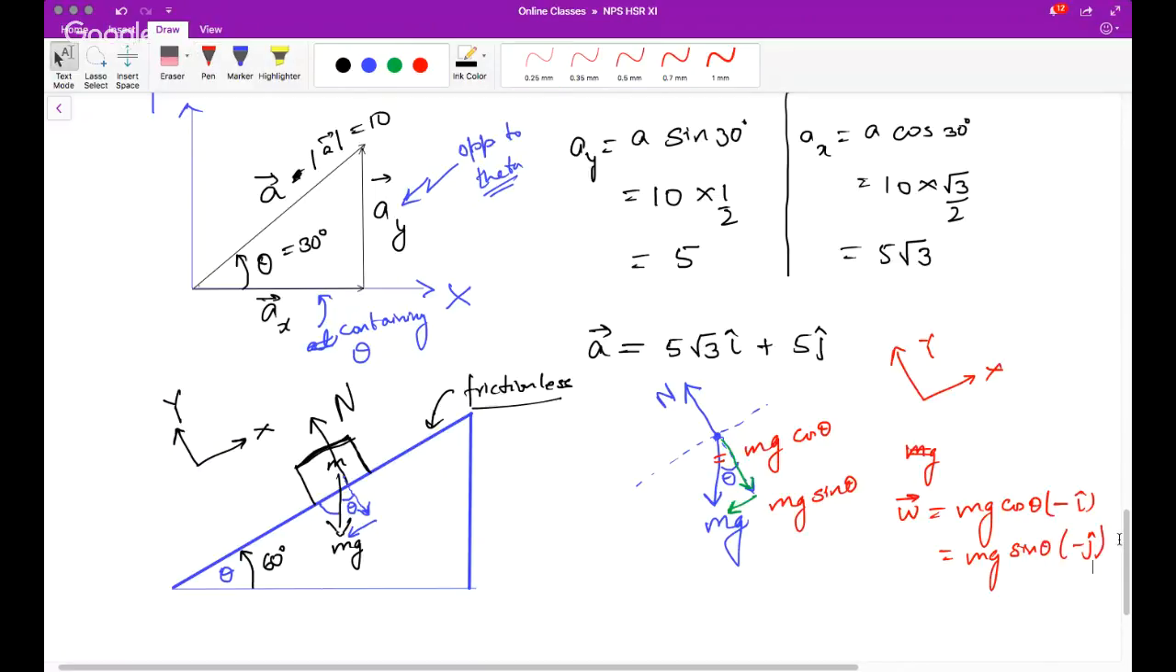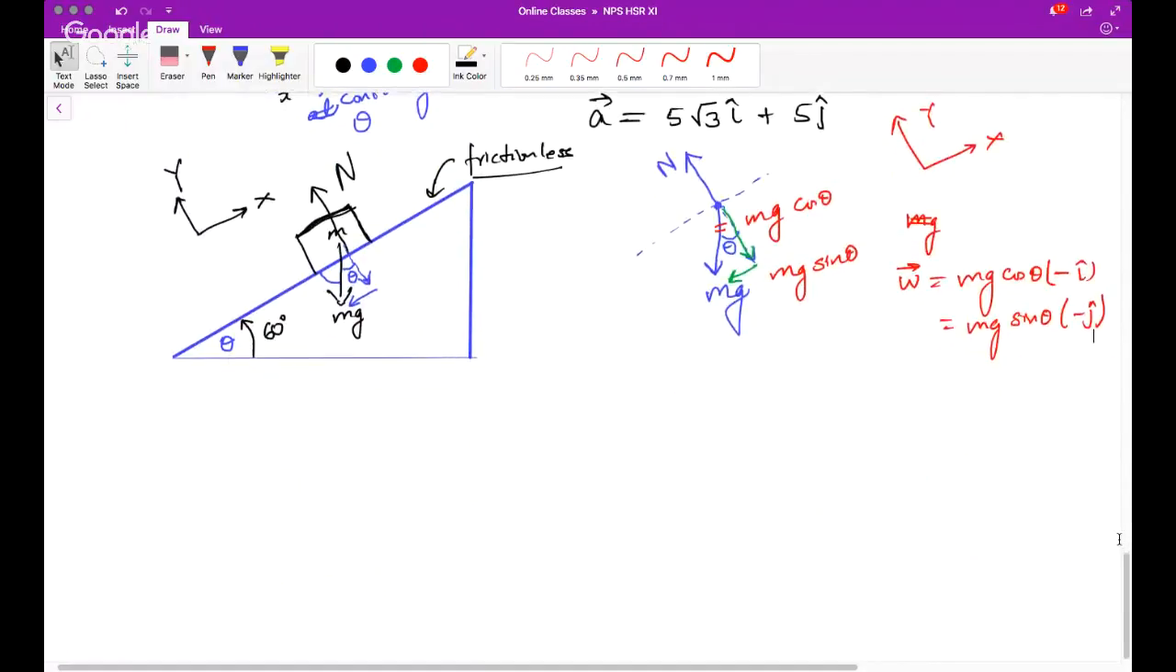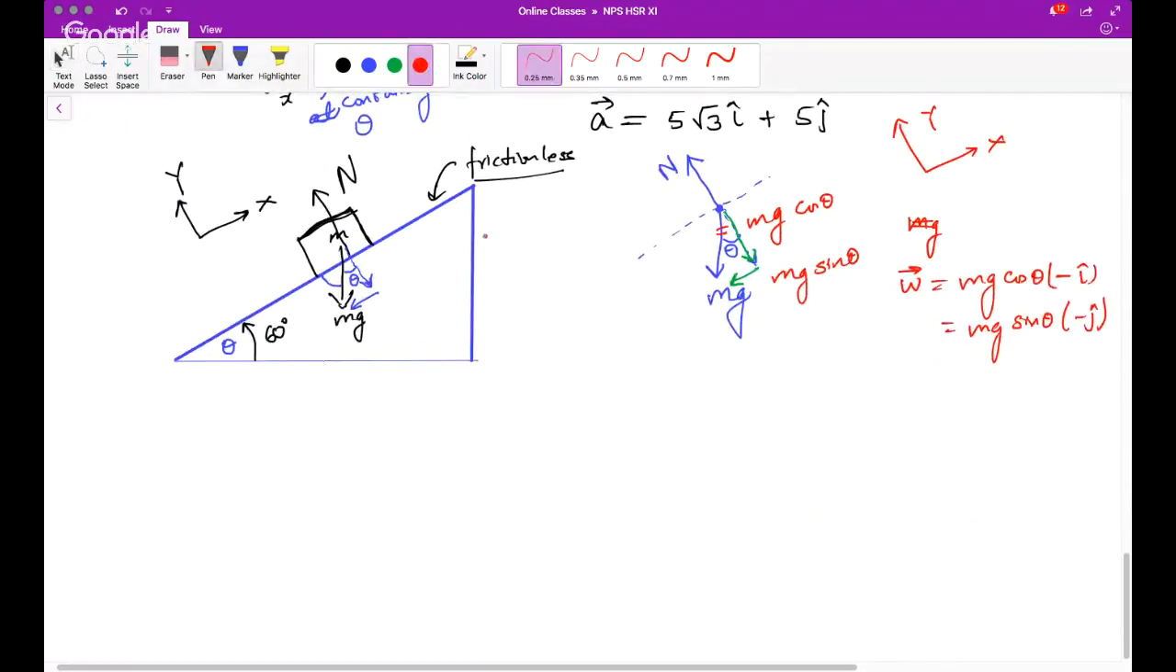So hence we used resolution of vectors to resolve the weight vector into two components, one along the inclined plane and one perpendicular to the inclined plane. This is where resolution is used. Now there are multiple other areas, as you have already seen, where vector resolution is used.